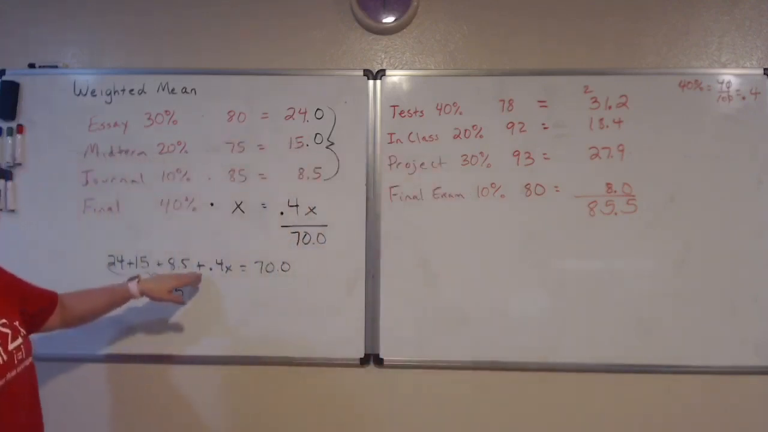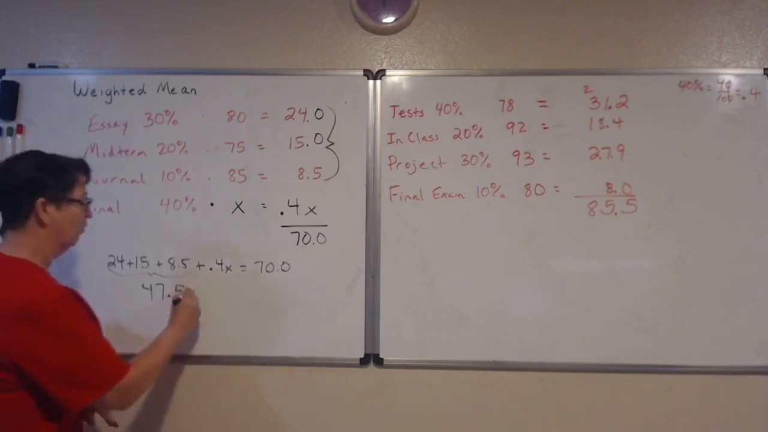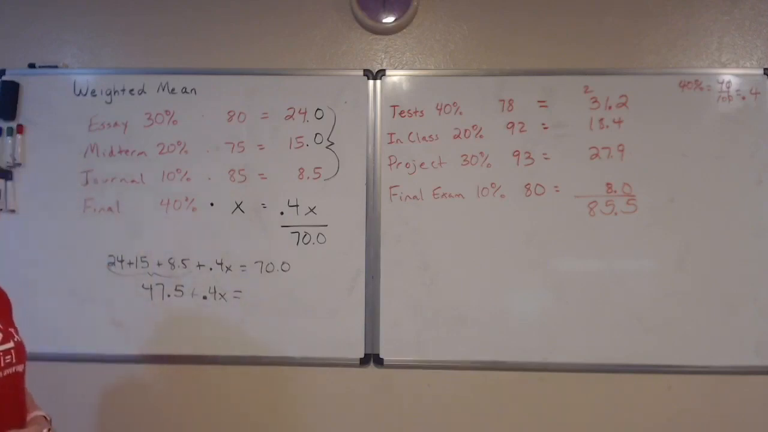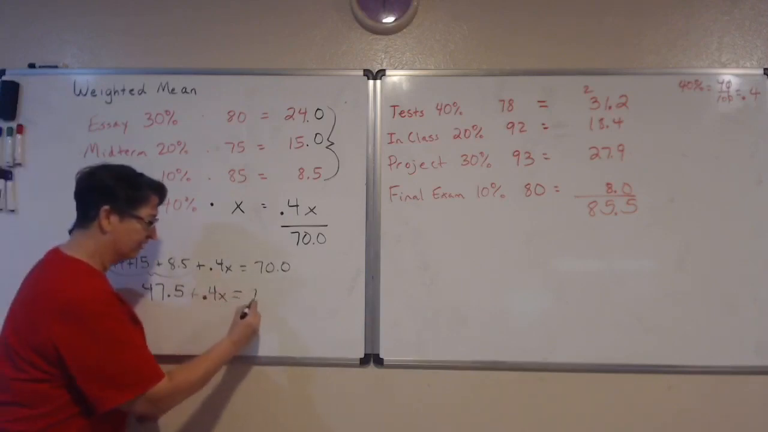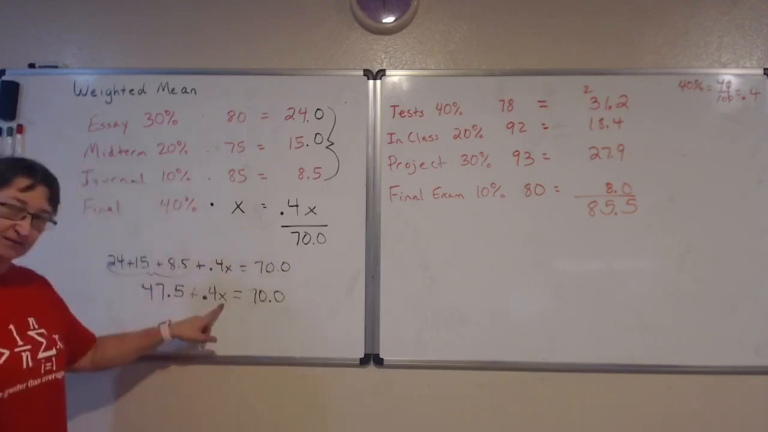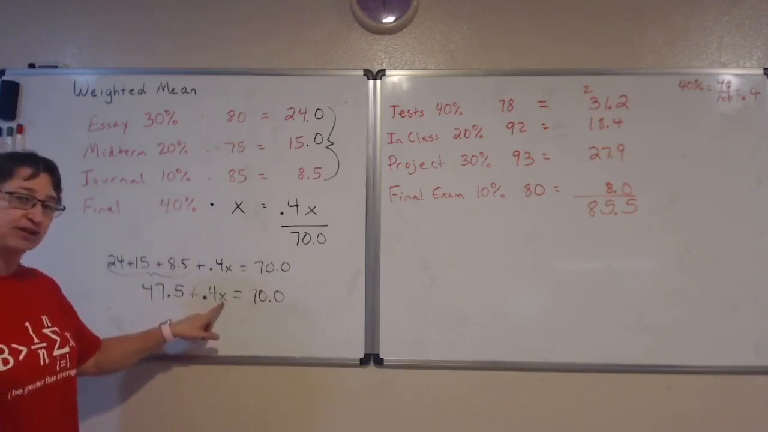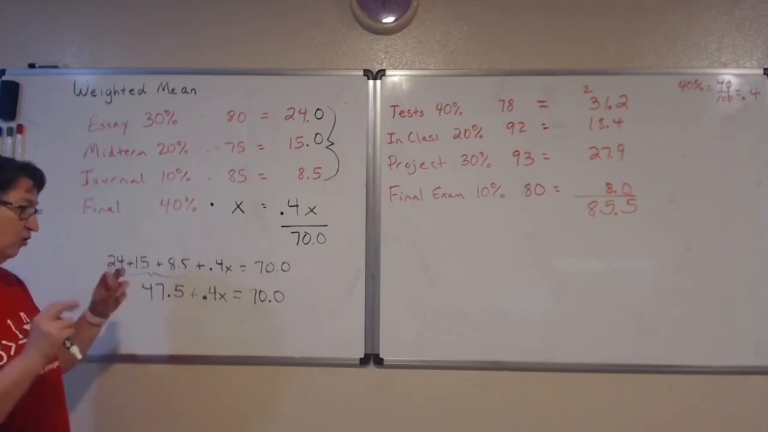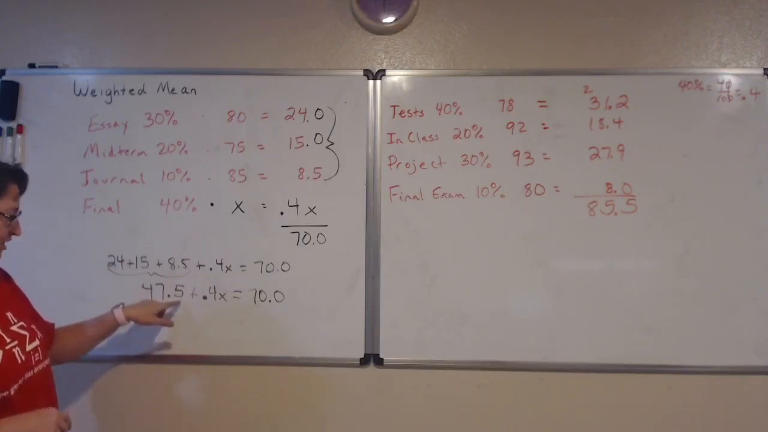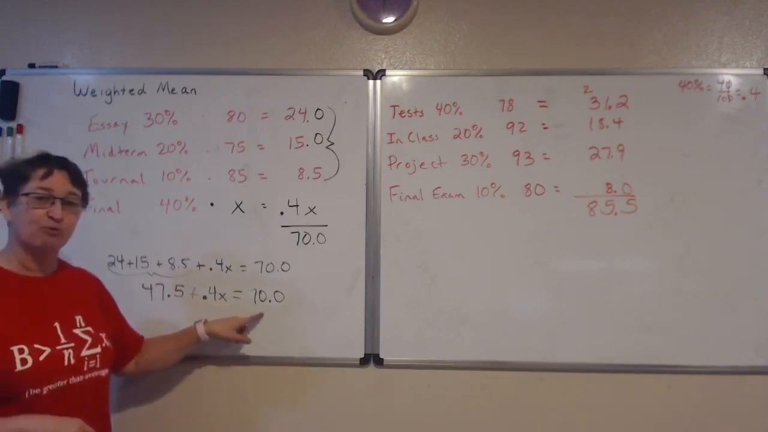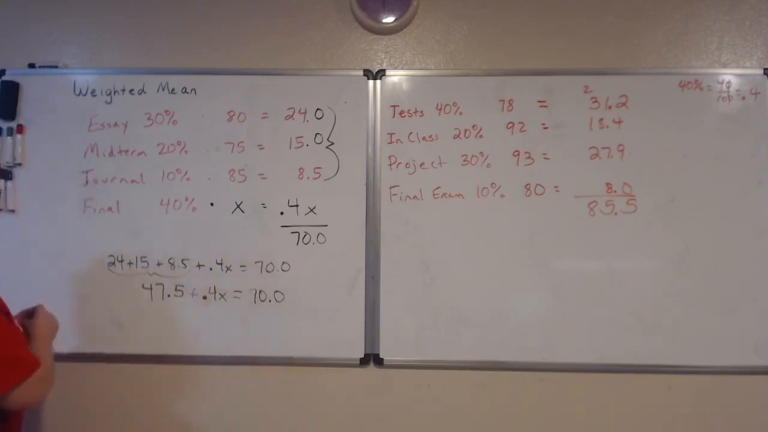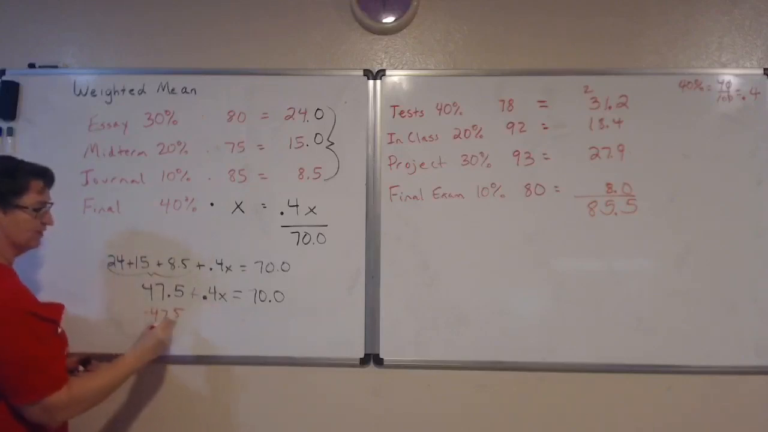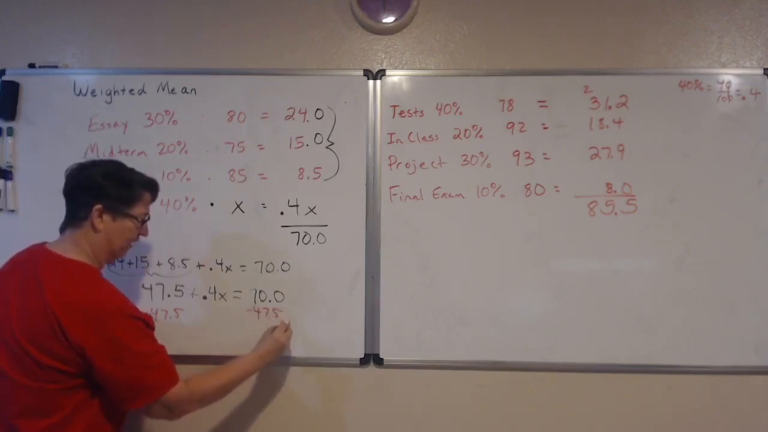Now, I need to know, but what do I want? I need to know what do I need to make for that grade. Well, now I'm going to solve this equation. So I'm trying to get x by itself. And we've done a little bit of solving in here. In order to get x by itself, I need to get rid of this. This needs to go away. I need to balance out my equation. So I'm going to subtract that from both sides. So if you subtract it here, subtract 47.5 from both sides.